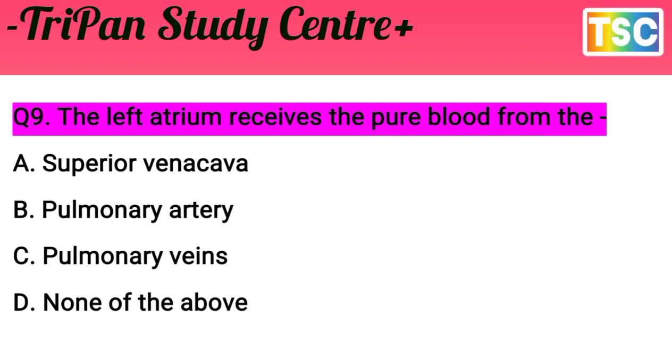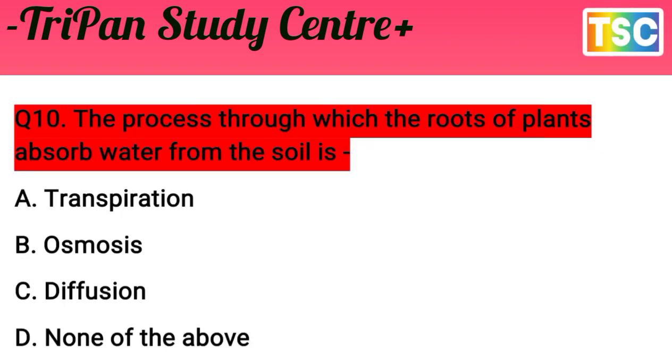It means the option is pulmonary vein. The C option is correct for this question. The left atrium receives the pure blood from the pulmonary veins. Let's see the next question. Next question on your screen.